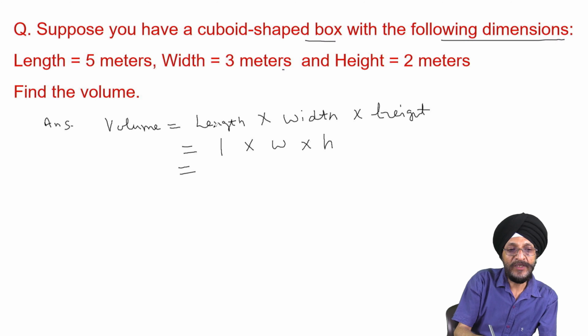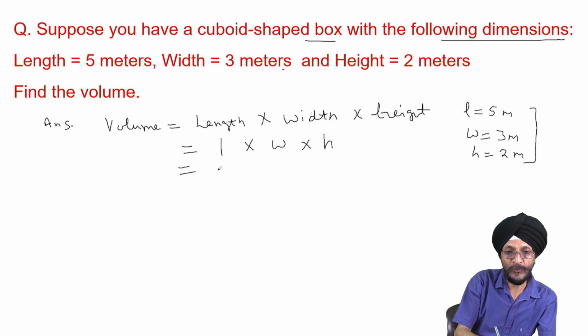So in the given question we have length equal to 5 meters, width has been given as 3 meters and the height has been given as 2 meters. We will put in all these relevant values in this formula. So here we write 5 multiplied by 3 multiplied by 2. So when we multiply 5 into 3 into 2, we have the answer 30 cubic meters.